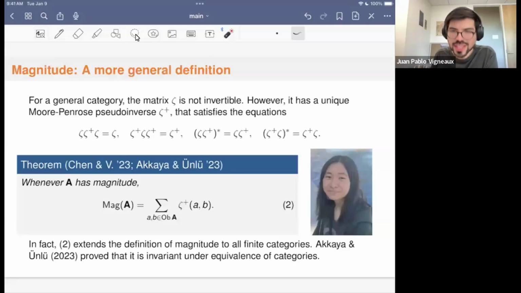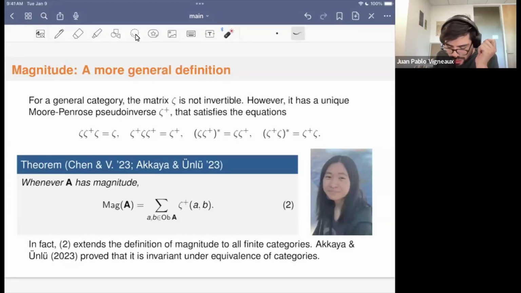So you can take that as your pseudo Möbius inversion, and now you can prove that whenever A has magnitude in the sense of Leinster, then you can compute the magnitude as the sum of the components of the pseudo inverse. But this definition is more general, because now we don't need to suppose that a matrix has a weighting and a co-weighting. It works for any matrix, because there is always a Moore-Penrose pseudo inverse. So it's a slight extension of the definition.